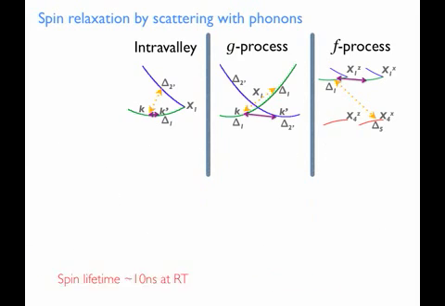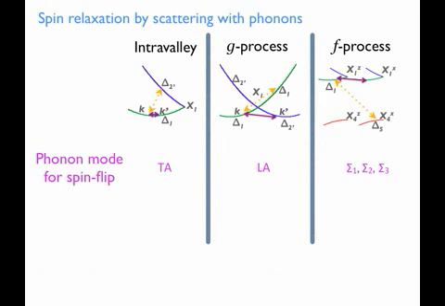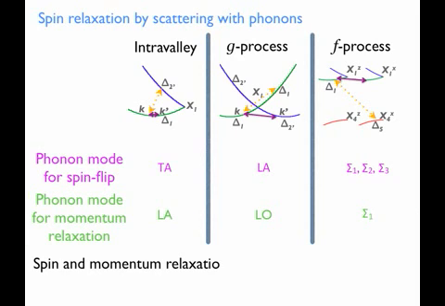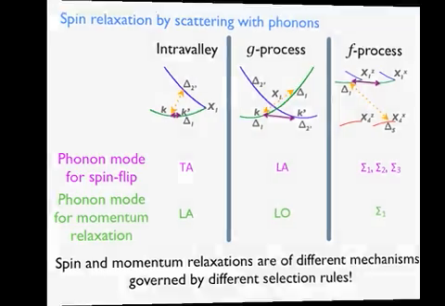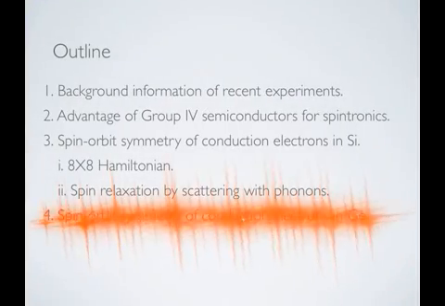And we examine all the phonon modes related to each process of spin flip transition, together with the phonons responsible for the momentum relaxation. And because these two quantum transitions are of different mechanisms, of course they are governed by different selection rules, so the involved phonons are different. And at the end, I'll show our similar study on germanium.